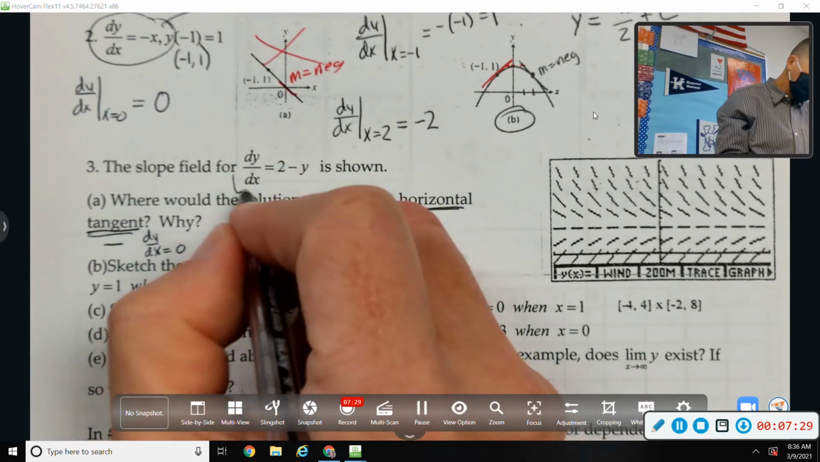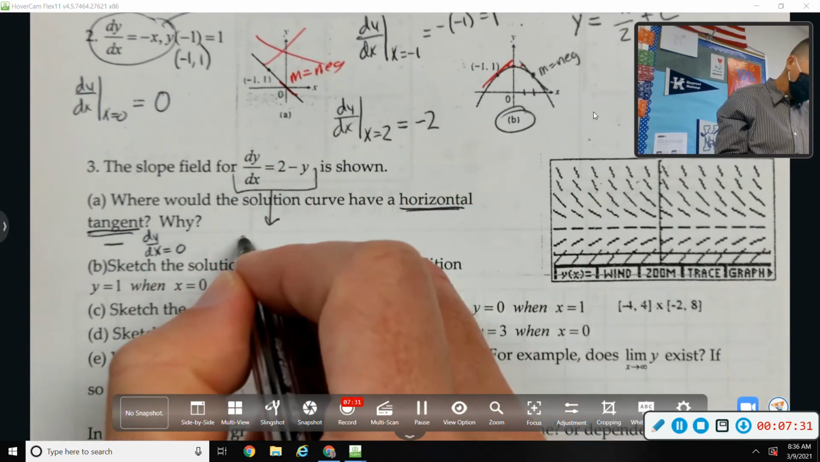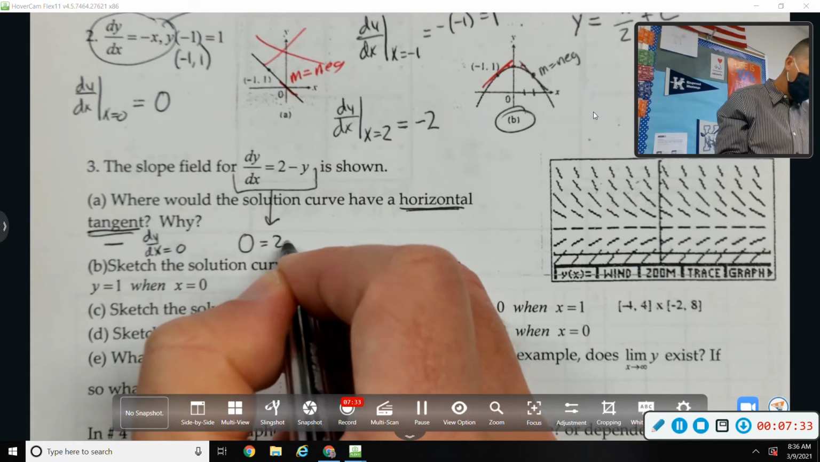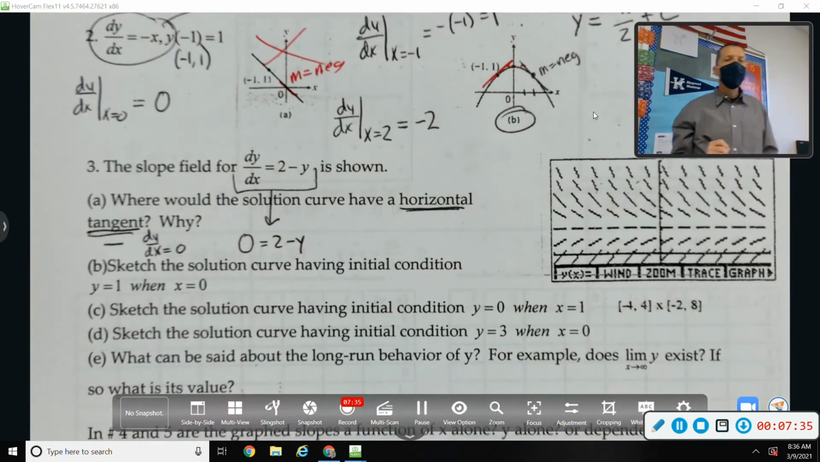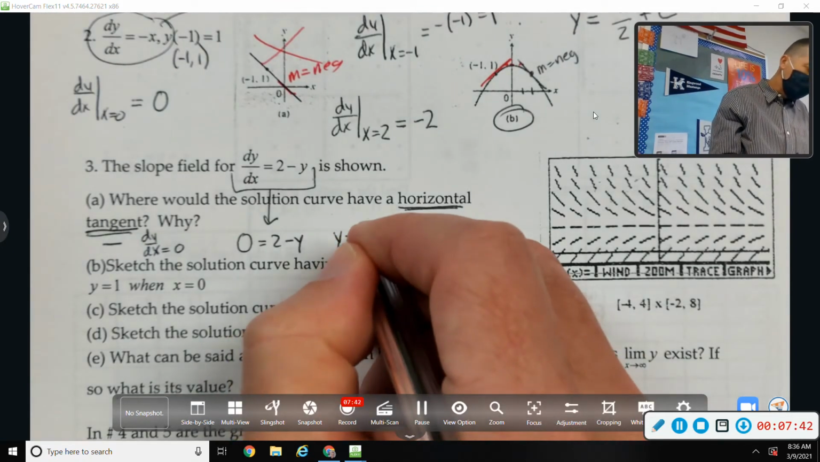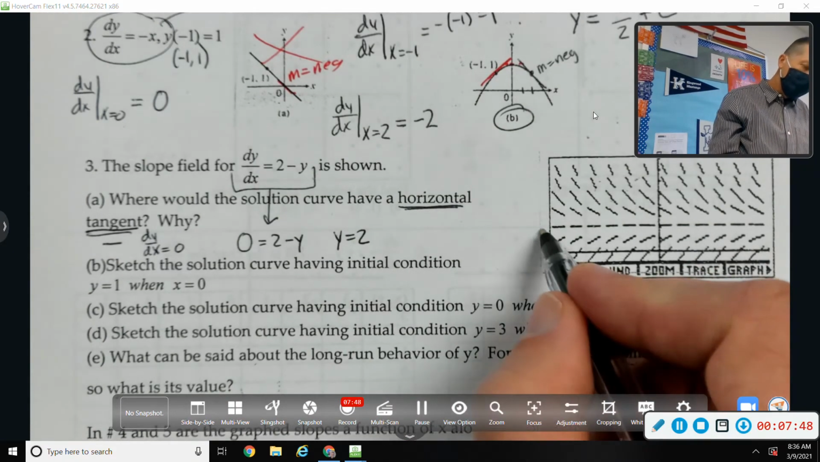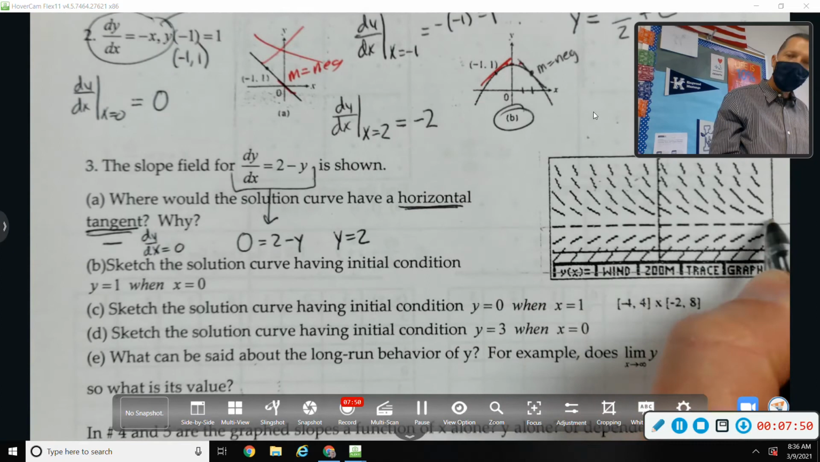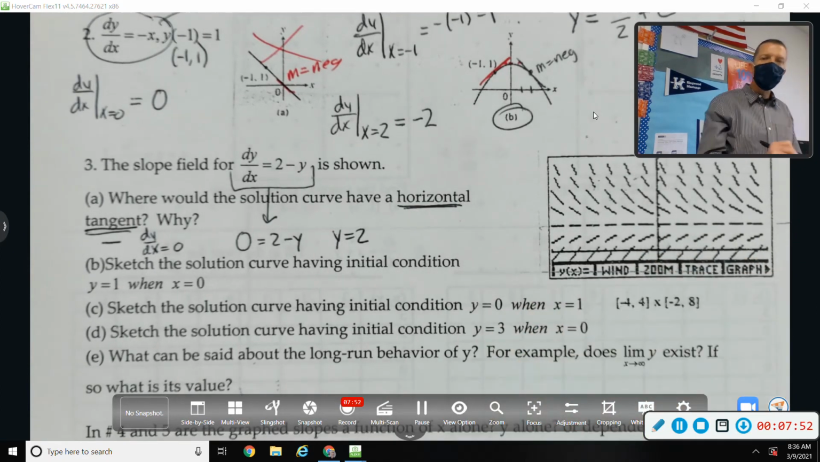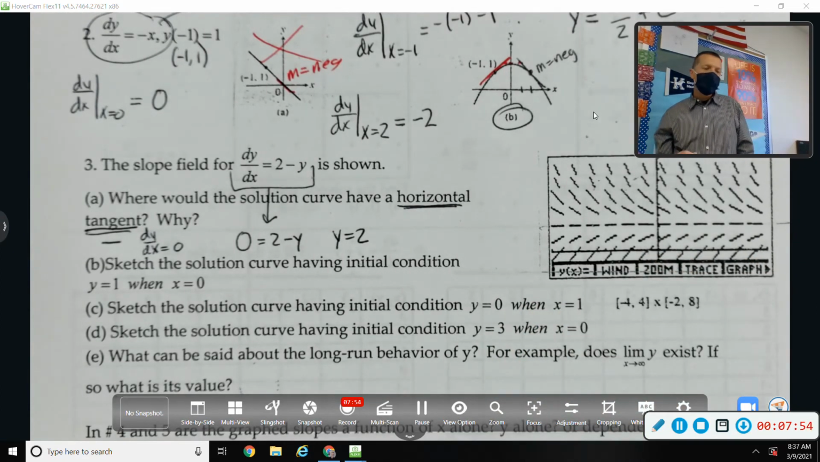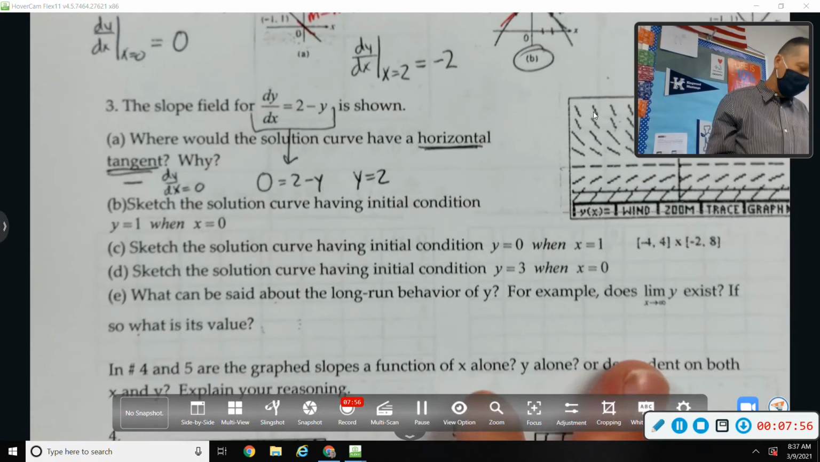So I look at this equation, and if dy dx is 0, so I plug in 0 for the slope, and I get y equals 2, which looks like a horizontal line at y equals 2. But we'll hold that thought for a moment.